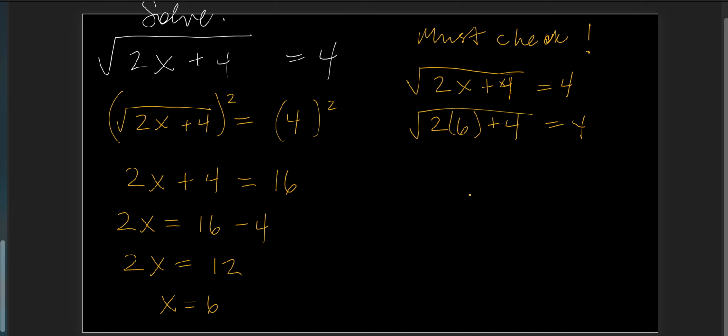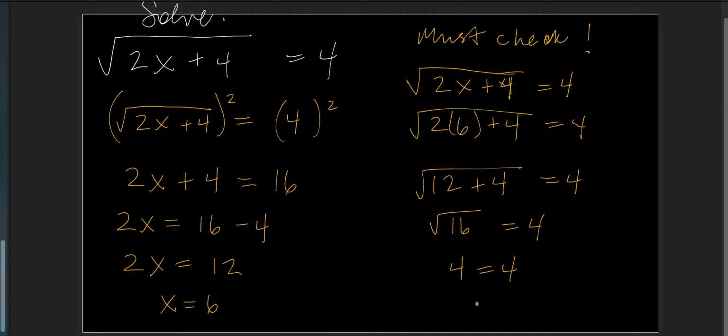We found that x is 6, so we're going to plug that in and see how that checks out. We got 4 on the right side, so I'm going to see what the left side simplifies to. This is 12 plus 4 under a radical. That's the square root of 16, which equals 4. And that happens to be a true statement, so I know that this is the correct answer. If I don't get a true statement, something like 1 equals 4 or 0 equals 4, anything untrue, then the answer will be no solution.